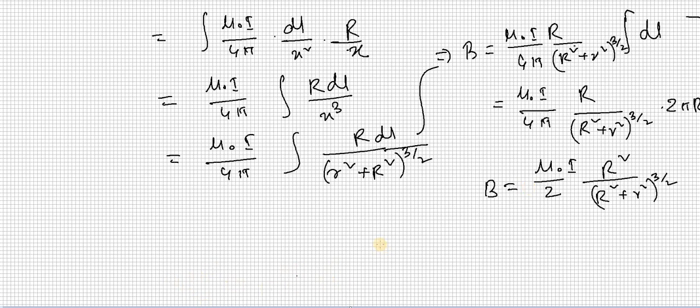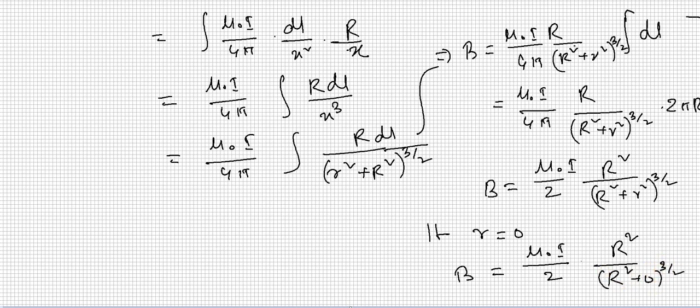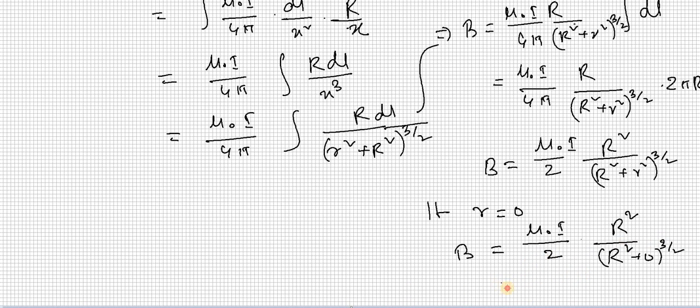If we are asked to determine the magnetic field at the center of the wire, that is r equal to 0, we will get B equal to mu naught I divided by 2, R square by R square plus 0 to the power 3 by 2, which implies mu naught I divided by twice R.